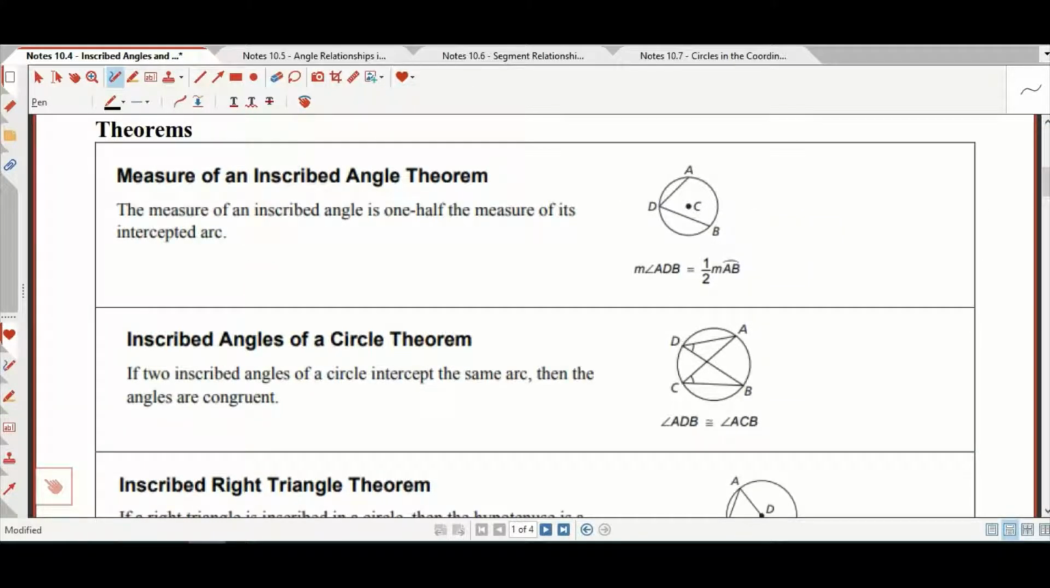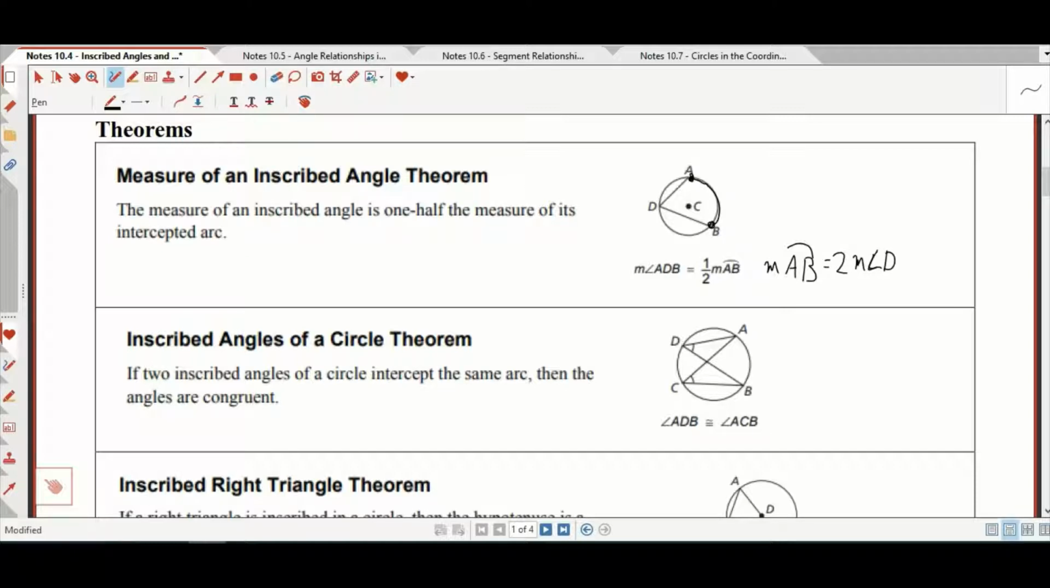The measure of an inscribed angle theorem: the measure of an inscribed angle is 1/2 the measure of its intercepted arc. That is, whatever arc AB is, angle D is half of that. Another way to think of it is that arc AB is twice the measure of angle ADB. That one makes more sense to me. I'm going to have you write that down too. The measure of arc AB is twice the measure of angle D.